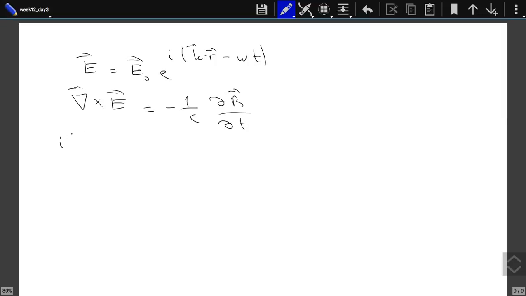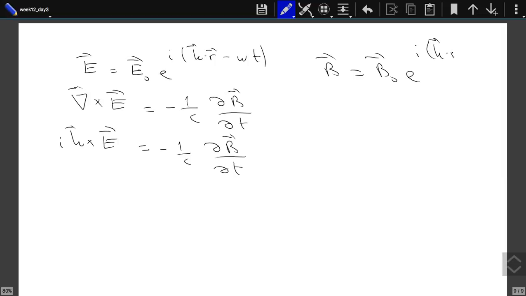Now curl of E is just i k cross E. This should be equal to minus 1 over c dB by dt. I will also assume that B has more or less the same form. This equation already tells me that B and E should have the same form. The time derivative of B has the same time and position dependence as E. So i k cross E is equal to minus 1 over c dB by dt, which is just minus i omega B.